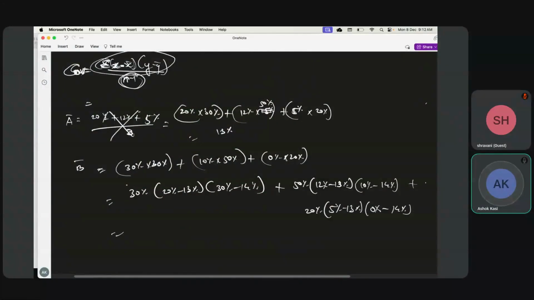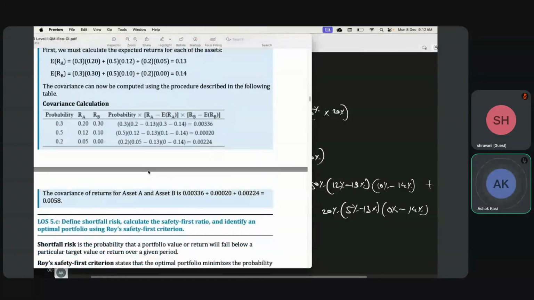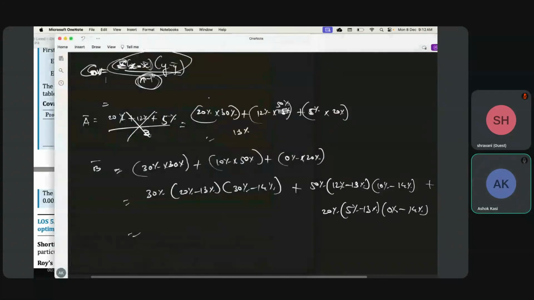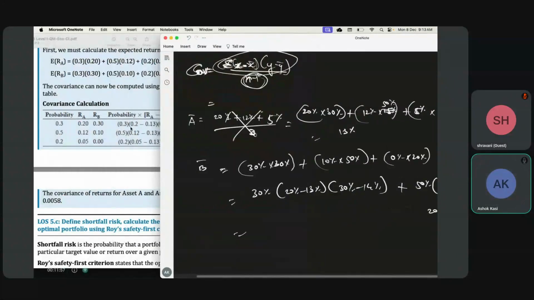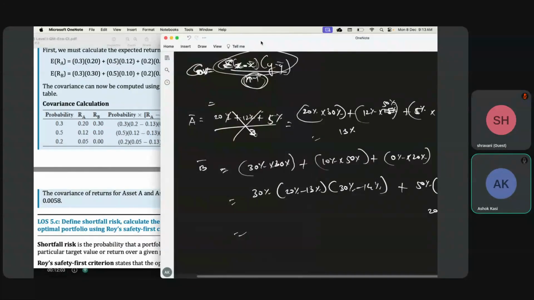If you solve all this, that's it. That is the answer. I will not be solving everything. I'll just check the steps because you can try this later on. 20 minus 13 into 30 minus 14, 50.